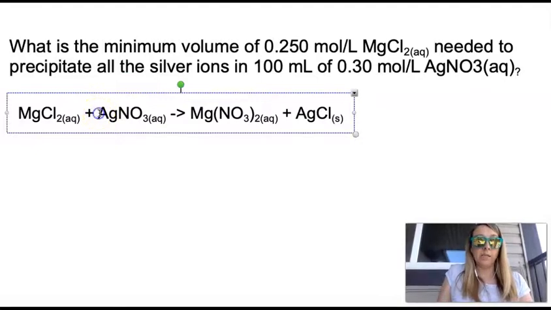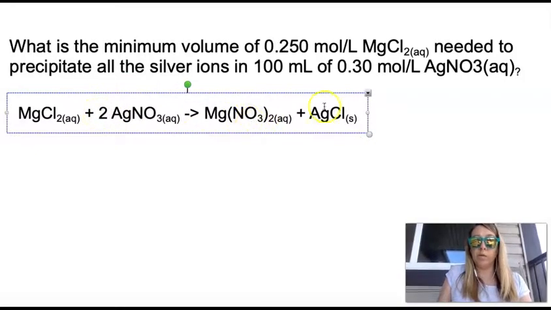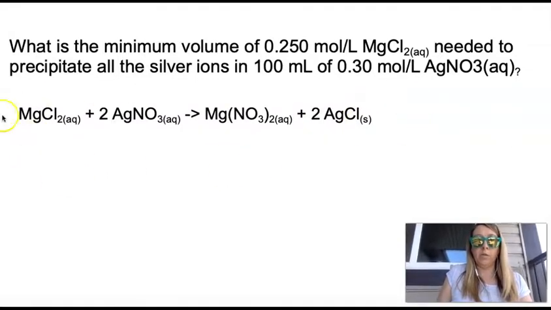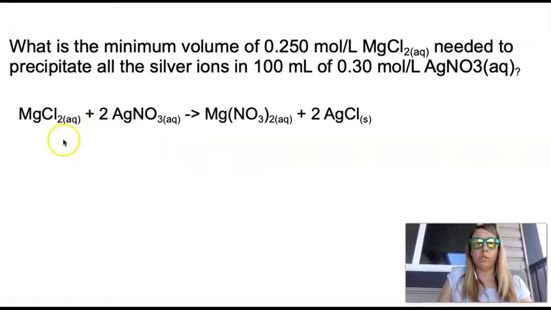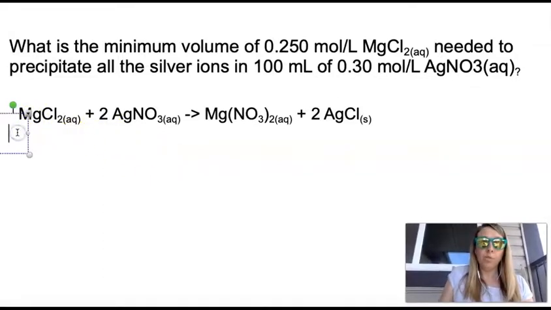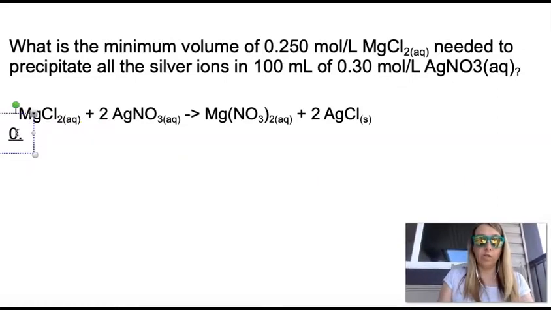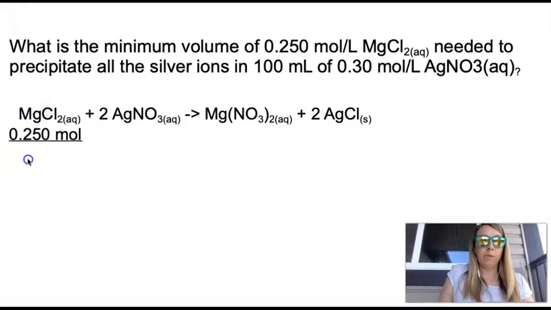All right, we need to balance. So a 2 in front of the AgNO3 and a 2 in front of the AgCl. Right, so step 1 is done. There's my balanced chemical equation. Move on to step 2, which is to list my givens. So for magnesium chloride, we had a concentration of 0.250 moles per liter. We were looking for the volume of this one, right? That is our unknown this time.